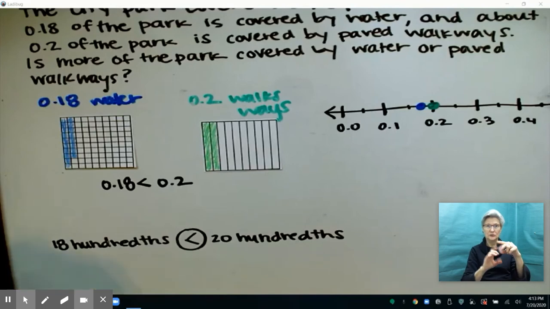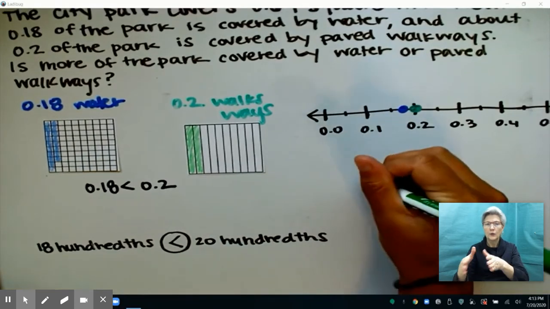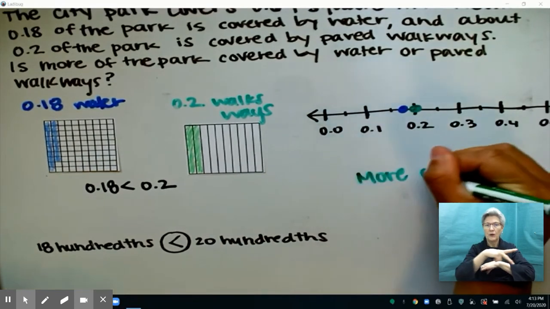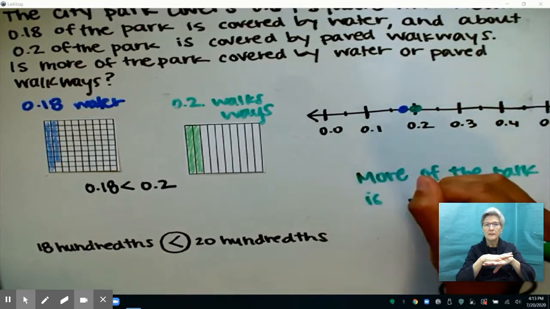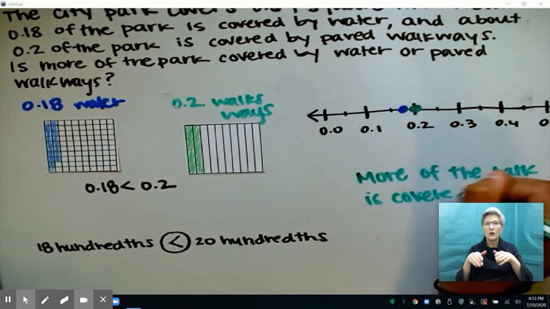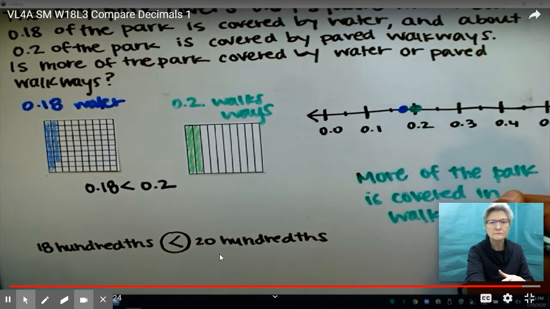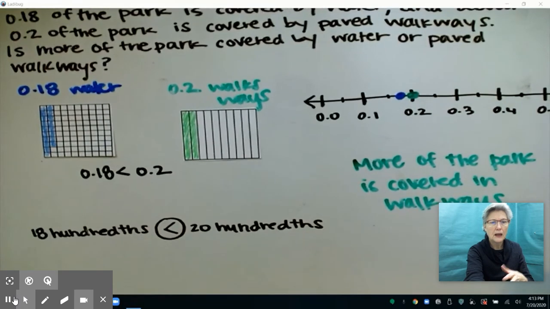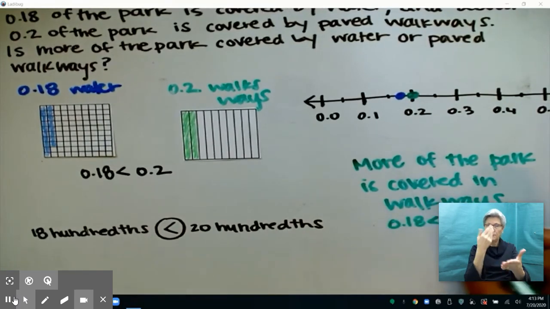So to answer our question, is more of the park covered by water or paved walkways? Our answer would be more of the park is covered in walkways. And you might even put that inequality statement there to help prove your point.